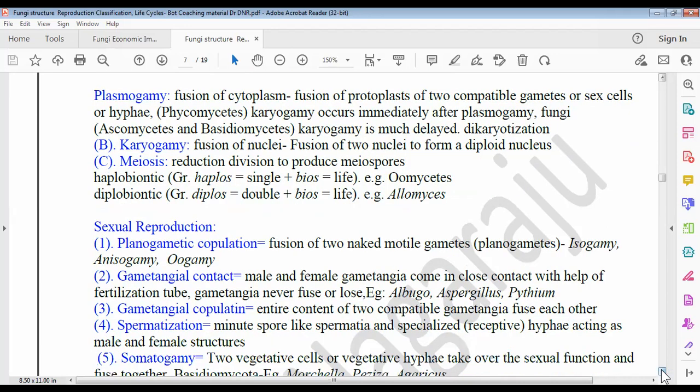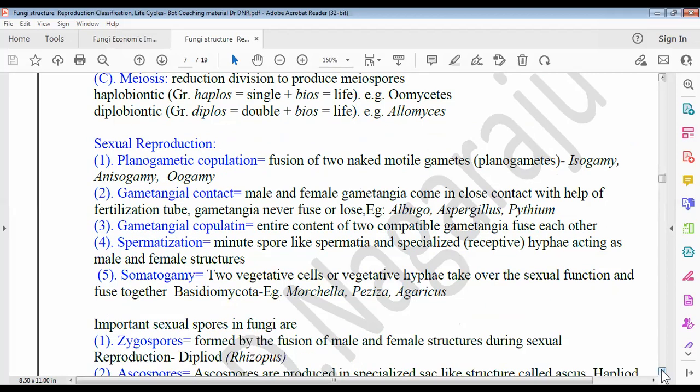Okay. And then there are the sexual reproduction types in the fungi. How many types of sexual reproduction are there in the fungi? Two types? It is there here, at least by seeing. Your eyes are working? Yes, sir. Five, sir. Five types are there. Here you see, could you see this? 1, 2, 3, 4, 5.